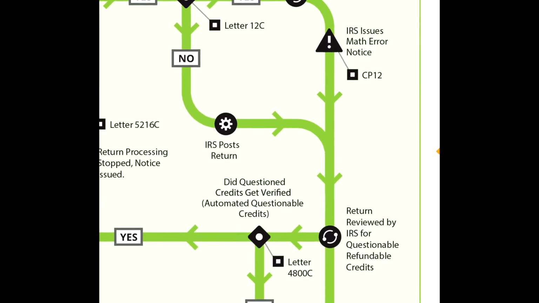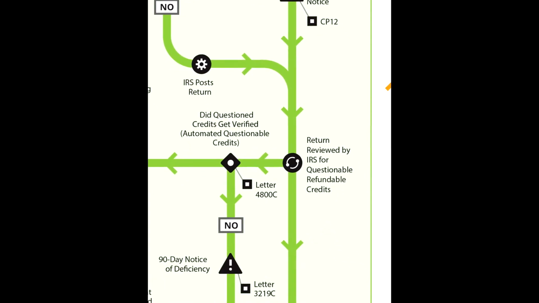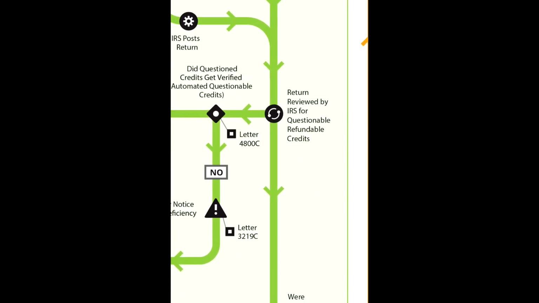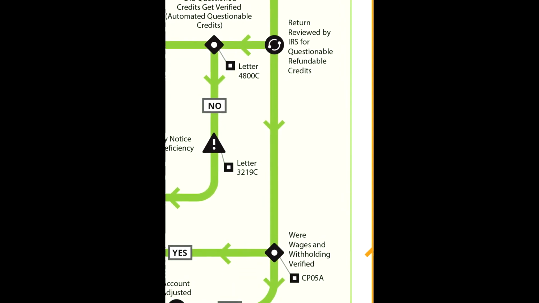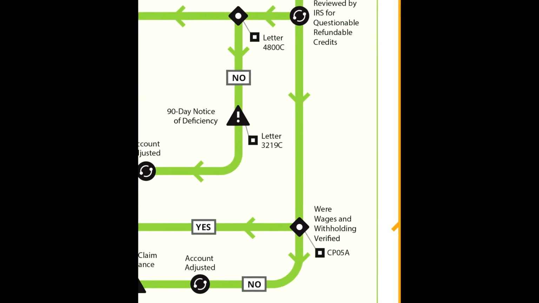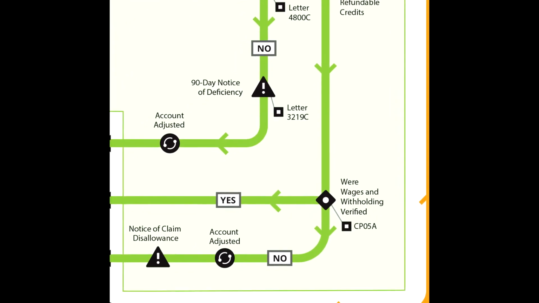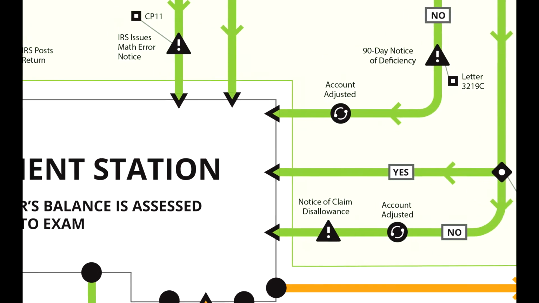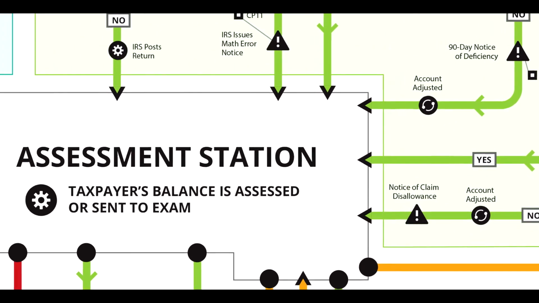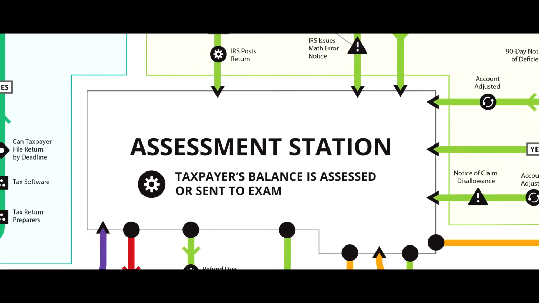The IRS issues Math Error Notice CP12. The return is reviewed by the IRS for questionable refundable credits. Wages and withholdings are verified. The tax return is sent and received at the assessment station. The taxpayer's balance is assessed.